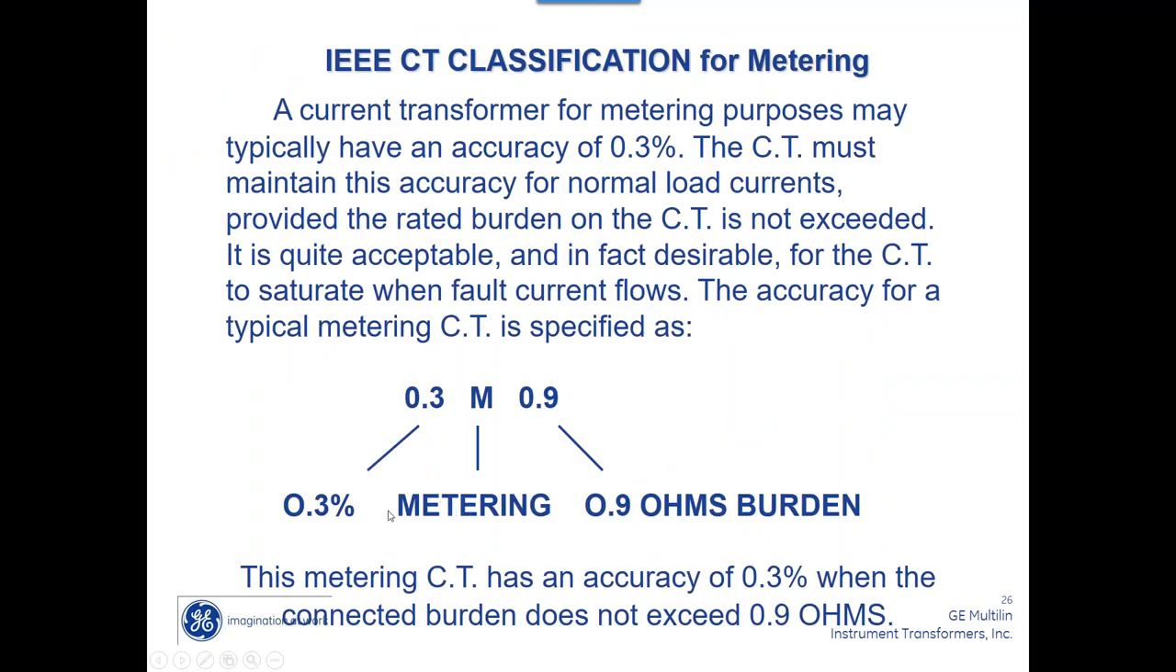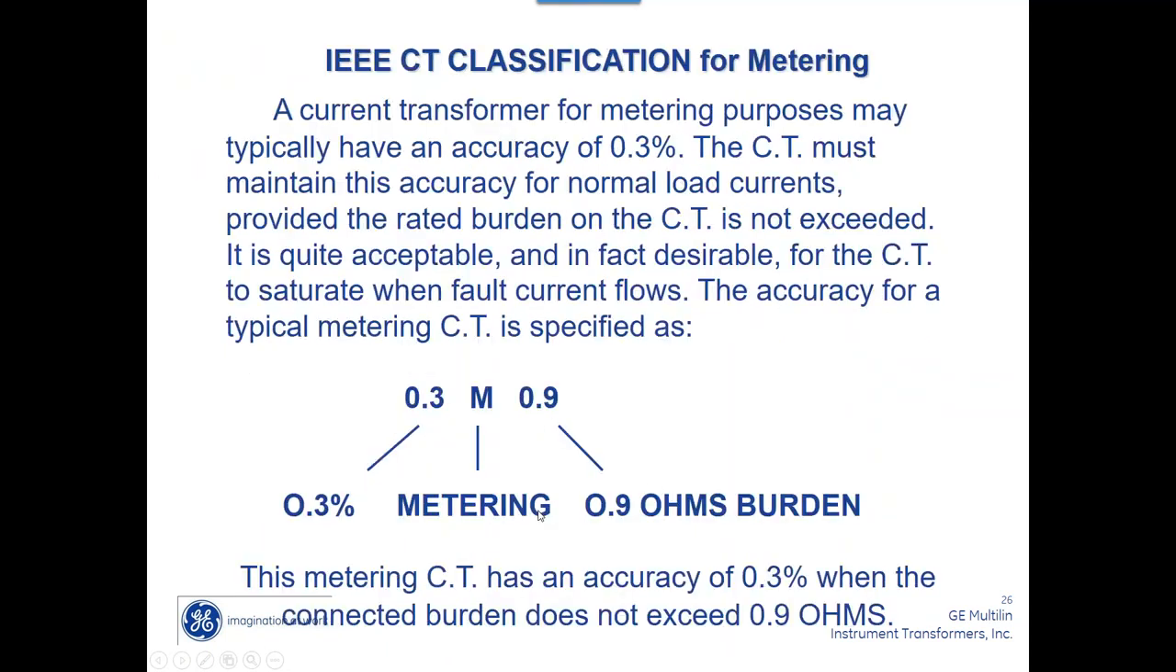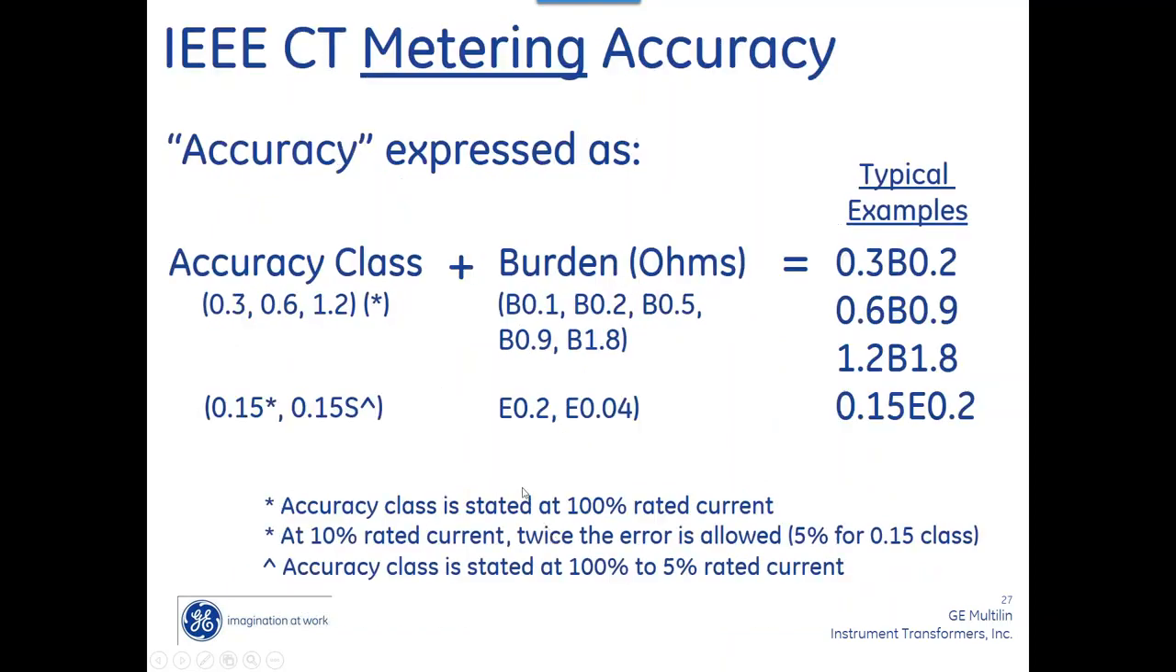When you actually see it, you'll see it shown this way. So this is a 3% metering CT that's got 0.9 ohms burden. And hopefully you'll see that works out the same way. So here's my 0.9 ohms burden. Okay. So the accuracy and the burden, that's where we get those ratings. And everything's stated at 100% current.